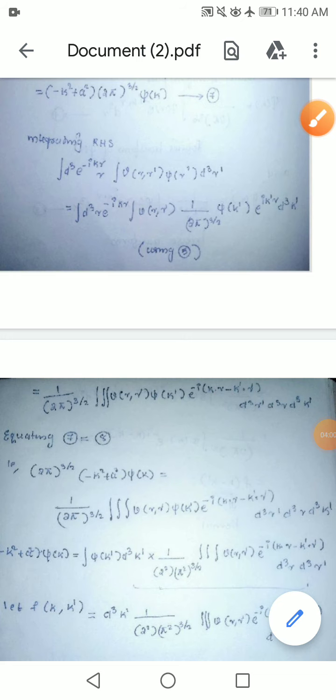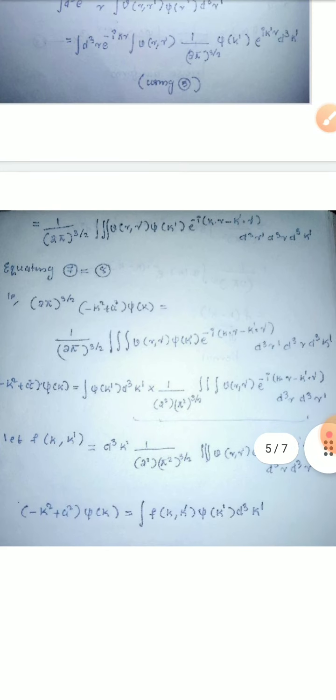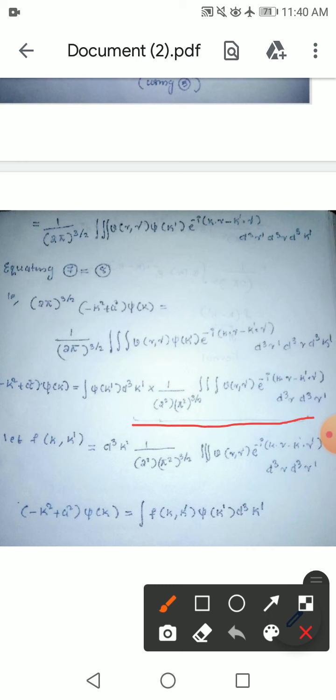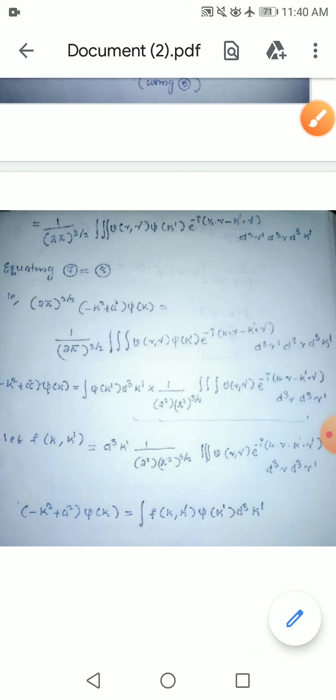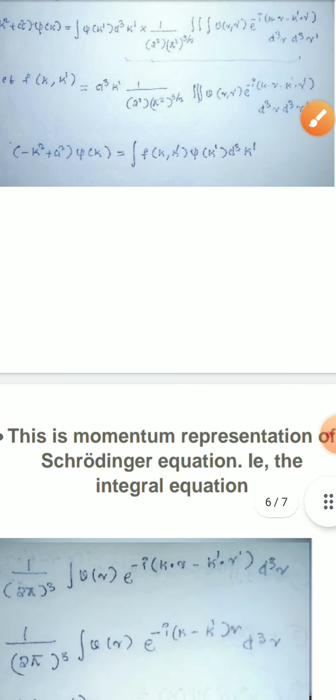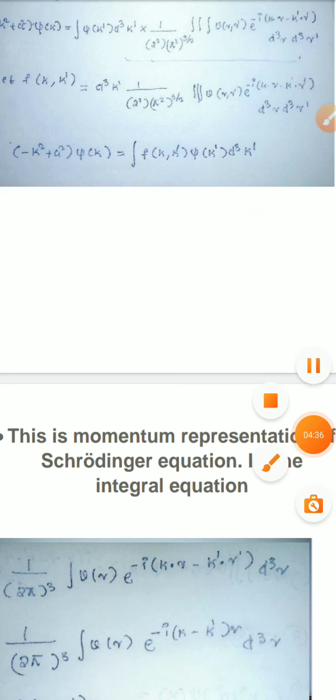After that, we can equate the LHS and RHS. We will reach this equation, that is, minus k squared plus a squared psi of k will be equal to this. Let this whole term be F of k comma k dash. Then we can write this as minus k squared plus a squared psi of k equals the integral of F of k comma k dash psi of k dash d cube k dash. And this is the momentum representation of the Schrodinger equation, that is, the integral equation.